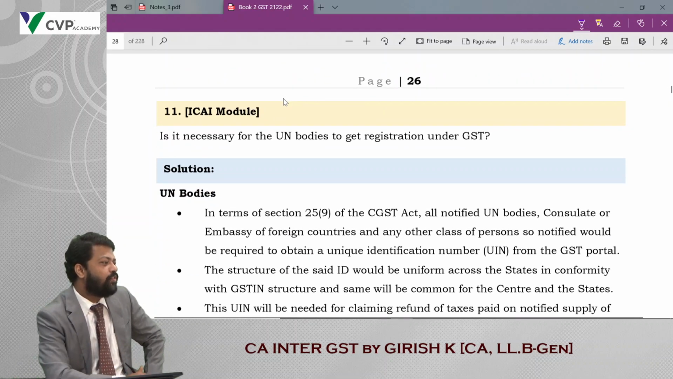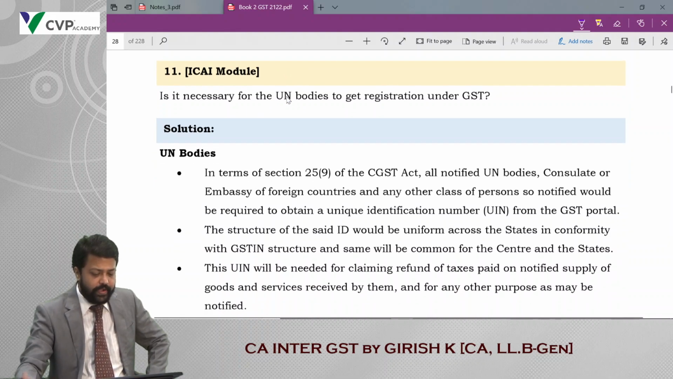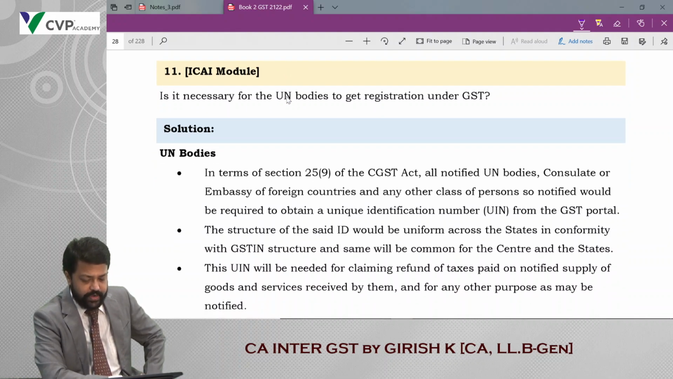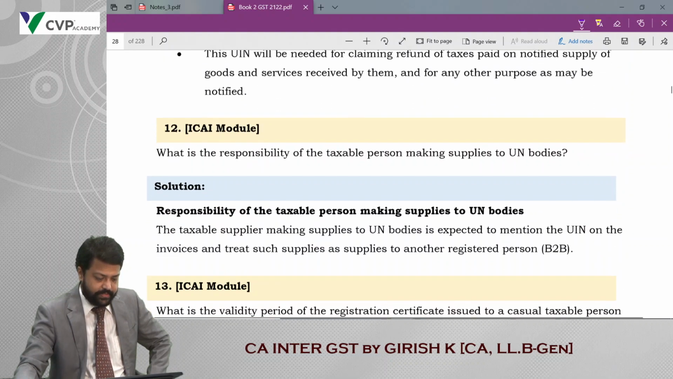Is it necessary for UN bodies to get registered under GST? No. In terms of 25(9) of the CGST Act, all notified UN bodies, consulates, embassies of foreign countries and any other class of persons so notified would be required to obtain a UIN from the GST portal. The structure of the said ID would be uniform across the states in conformity with the GSTIN structure, and the same will be common for central and state. The UIN will be needed for claiming refund of taxes on notified supplies of goods and services.